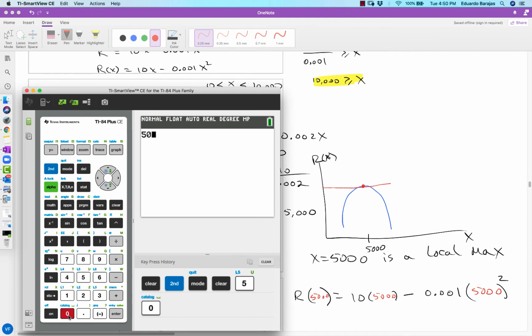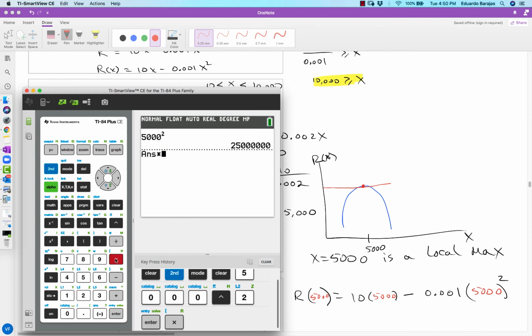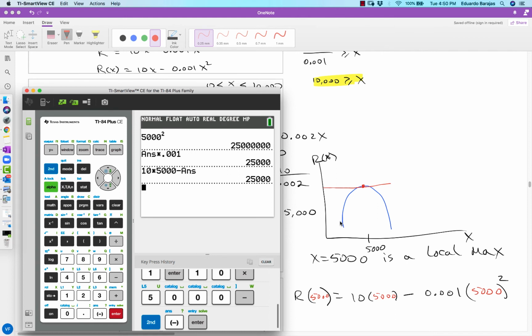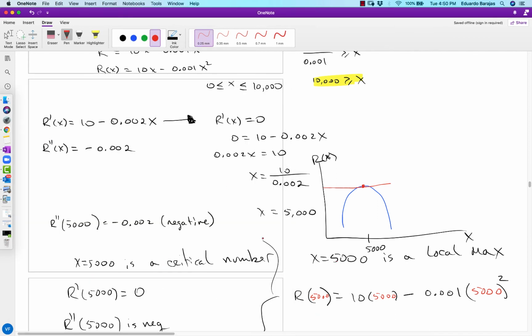So I'll start with 5,000 to the power of 2, squared, times 0.001, which gets me that number. And so I'll have 10 times 5,000 minus that previous answer, and I get 25,000. So R of 5,000 equals 25,000. Okay, so that's our answer. The revenue will be maximized when x equals 5,000.